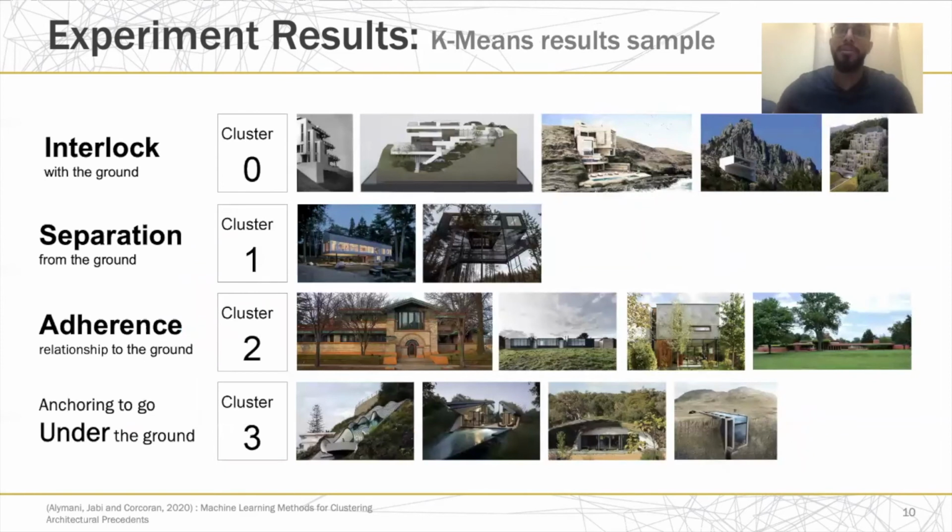To visualize the result, the testing result was split into groups of images. Cluster 0 presents a similar architecture style, which involves an interlock approach to the ground. Cluster 1 shows a similar approach to the ground, which is separation. In cluster 2, all examples show how the building sits to adhere to the ground. Finally, in cluster 3, all the examples show a similar approach to the ground, which is interlock with more anchoring to go under the ground.